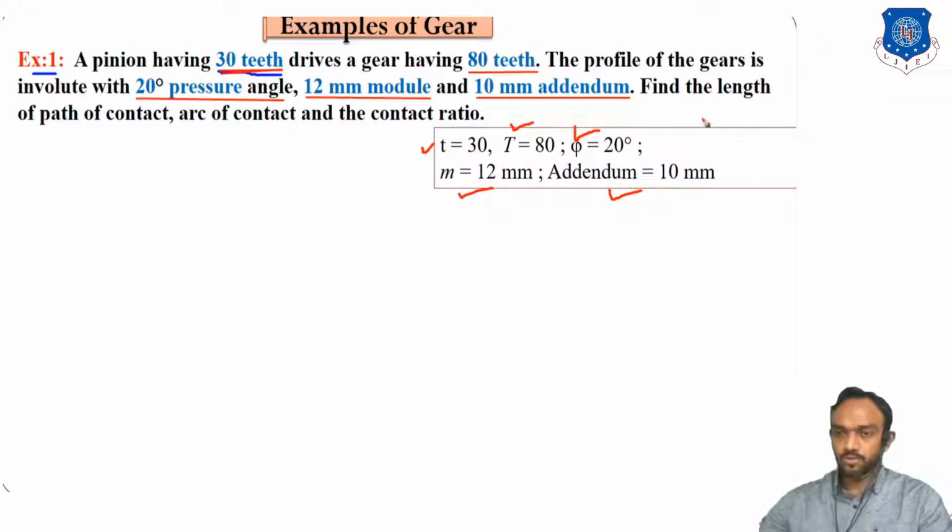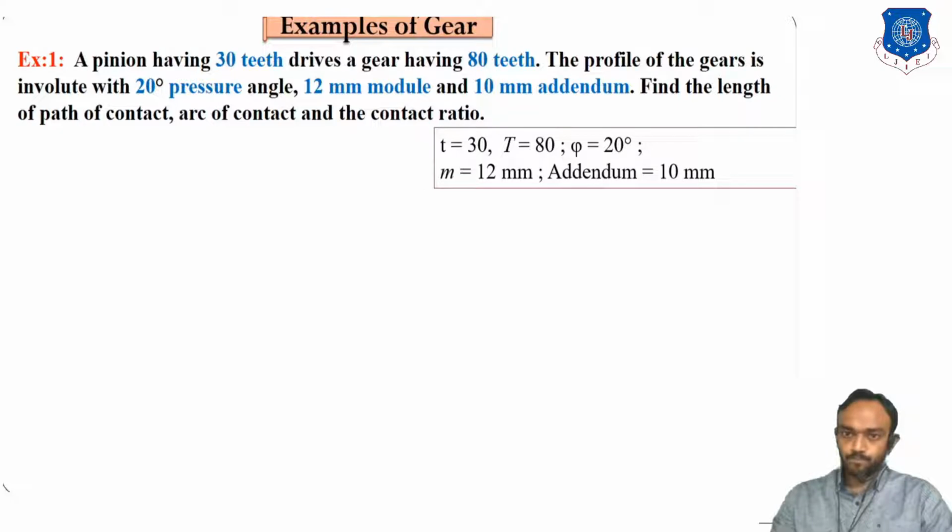So what we have to find? We have to find the length of path of contact, means Kp plus PL, and arc of contact and contact ratio. These three things we have to find. So first of all, you know that for Kp and PL you have to find small r, capital R, and addendum radius for both. So pitch radius and addendum radius.